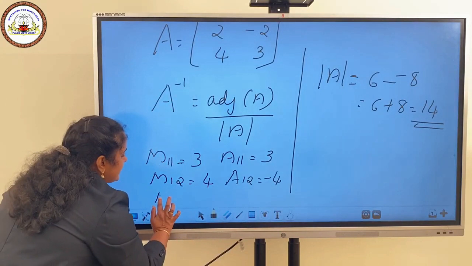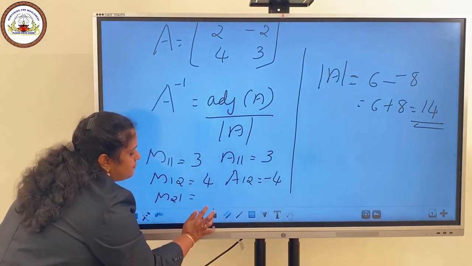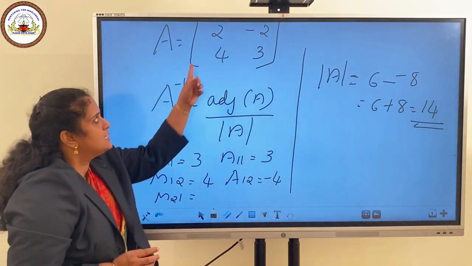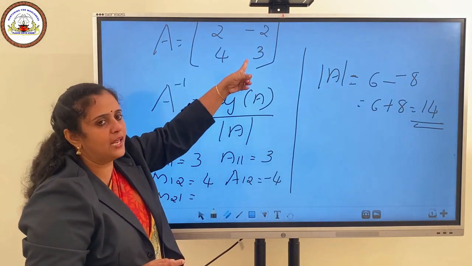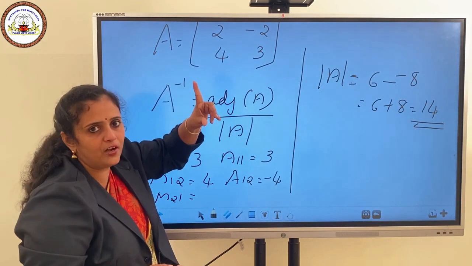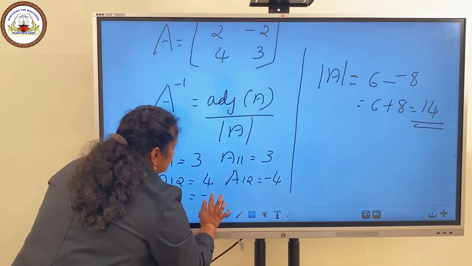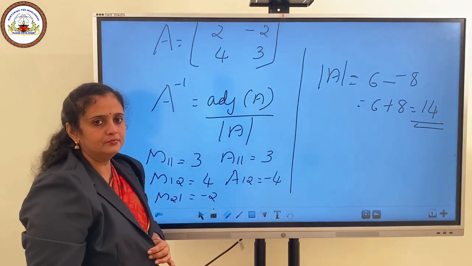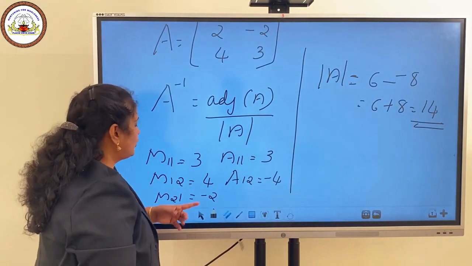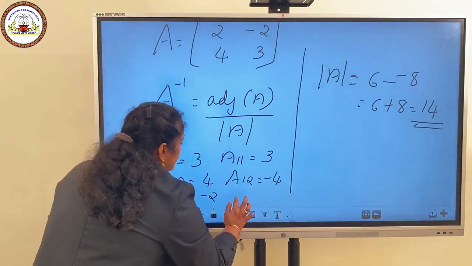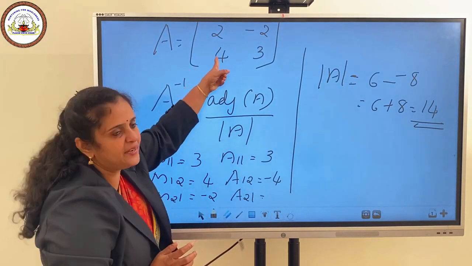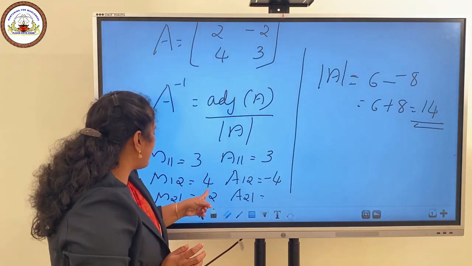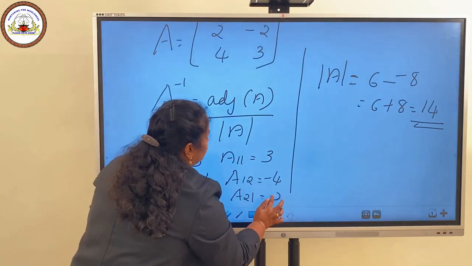Then we can find the second row, first element. We find the minor M21, second row, first element. The corresponding row and column you should eliminate. Only one element is left, that is minus 2. Then we can find the cofactor of that element. A21 is equal to, this element is negative, so minus of minus 2. The answer is 2.